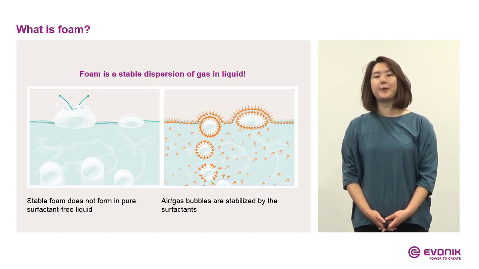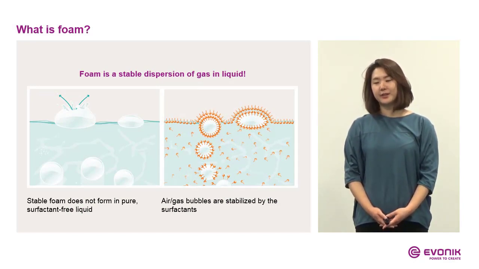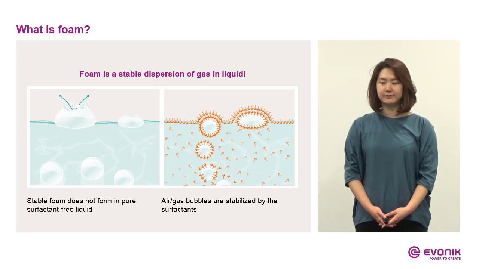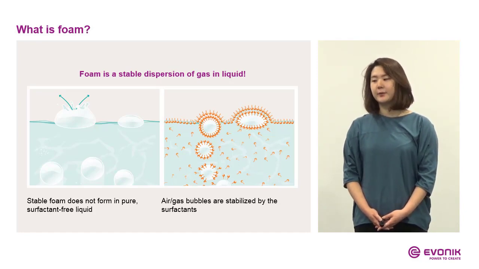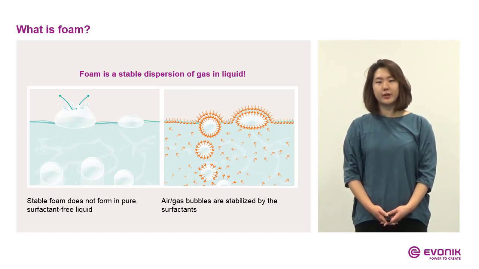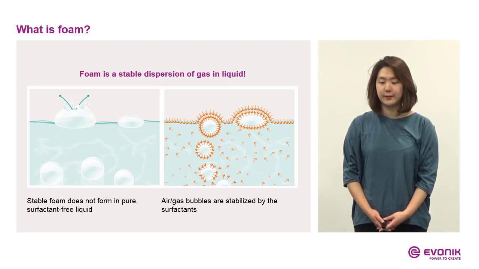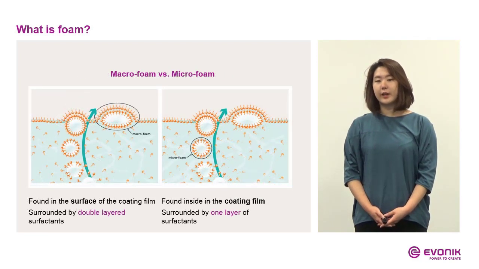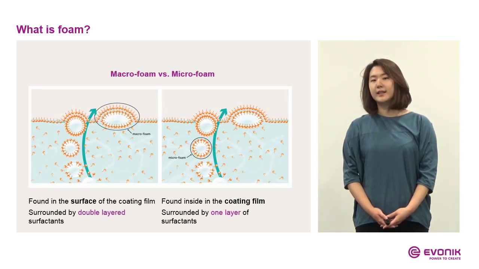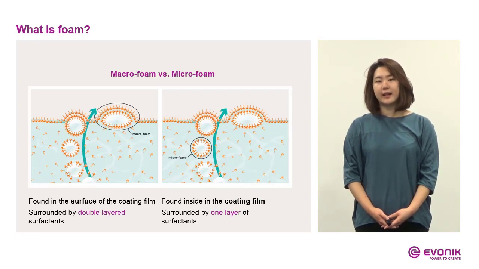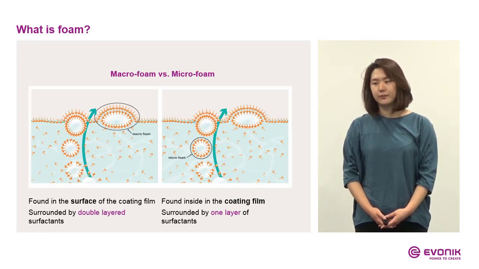So, what is foam? Foam is a stable dispersion of gas in liquid. Usually, stable foam does not form in pure surfactant-free liquid, but rather they are stabilized by the surfactants inside the coating film. There are two types of foams. One is the microfoam, the other type is macrofoam.